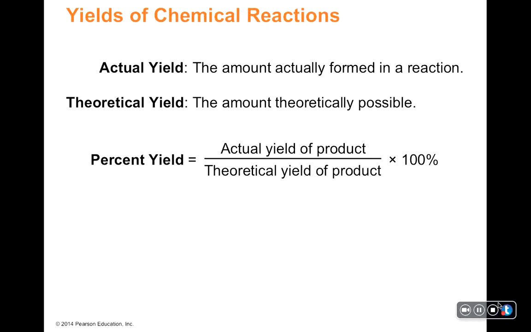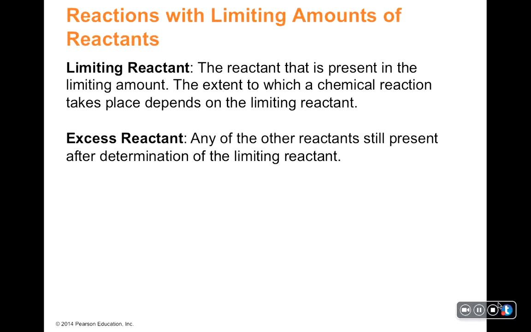There's a couple of example problems in your text that you can look at for this. They're fairly straightforward: they give you the actual yield and theoretical yield and ask you to calculate the percent yield. Or it may be a stoichiometry problem where you can calculate the yield and go from there. But this percent yield is fairly straightforward.